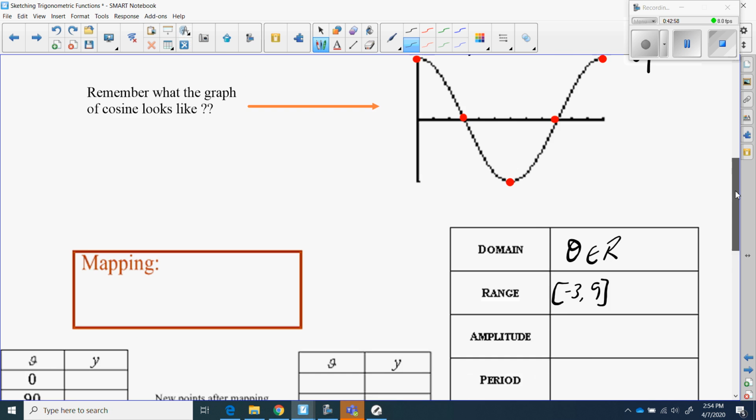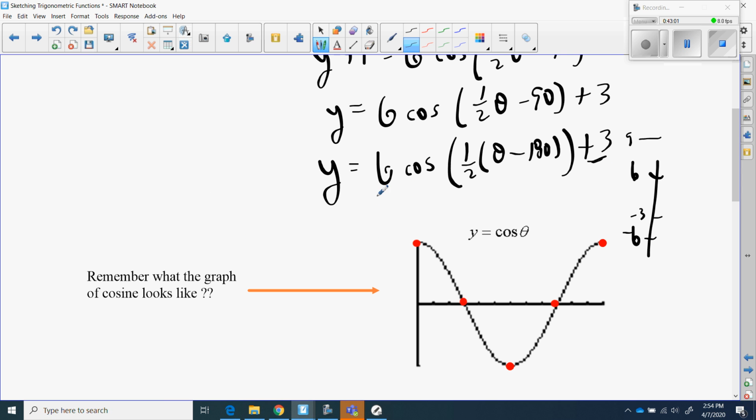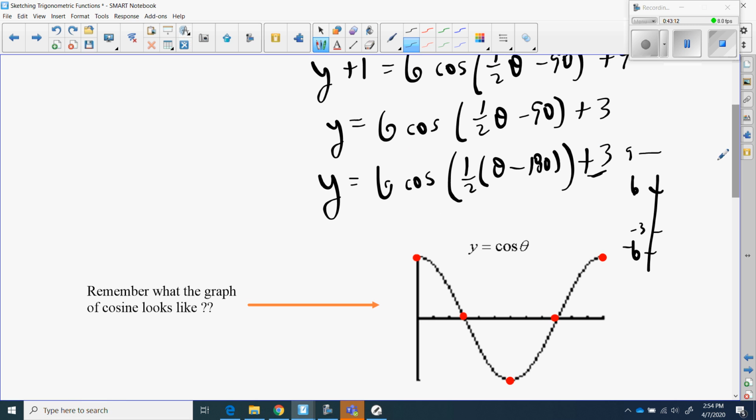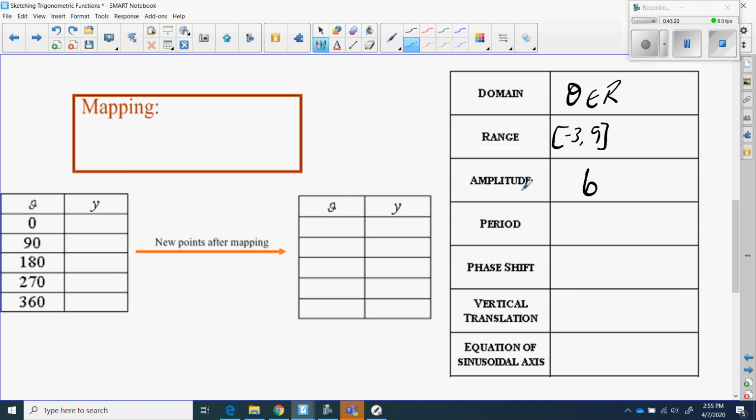My amplitude's always the number out front, so it's 6. Remember, always positive, even if that had been a negative. 6. The period. So the period is always 360 divided by that number. Well, this time it's a fraction. So when you go to do your period, it's going to be 360 divided by 1/2. Well, to divide by a fraction, you actually multiply by the reciprocal, which is going to give us 720 degrees. So it's going to take twice as long to make the pattern as it used to.